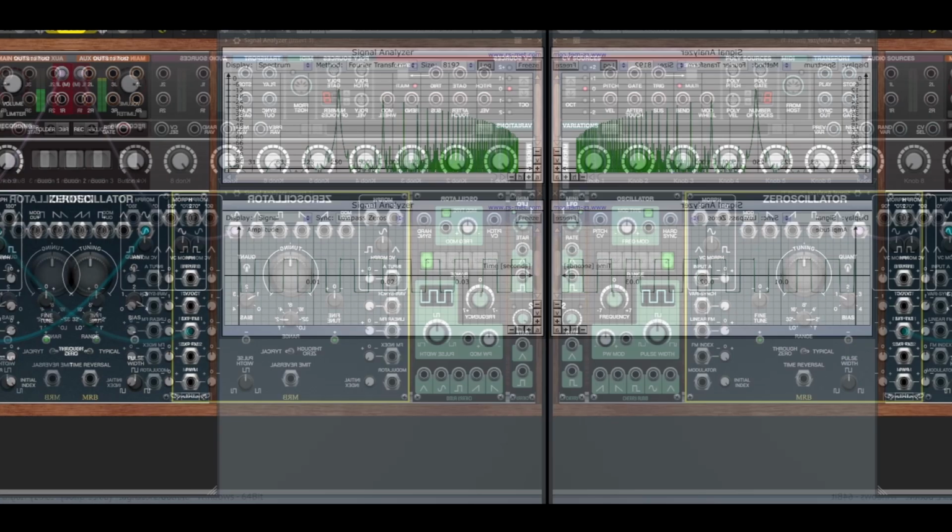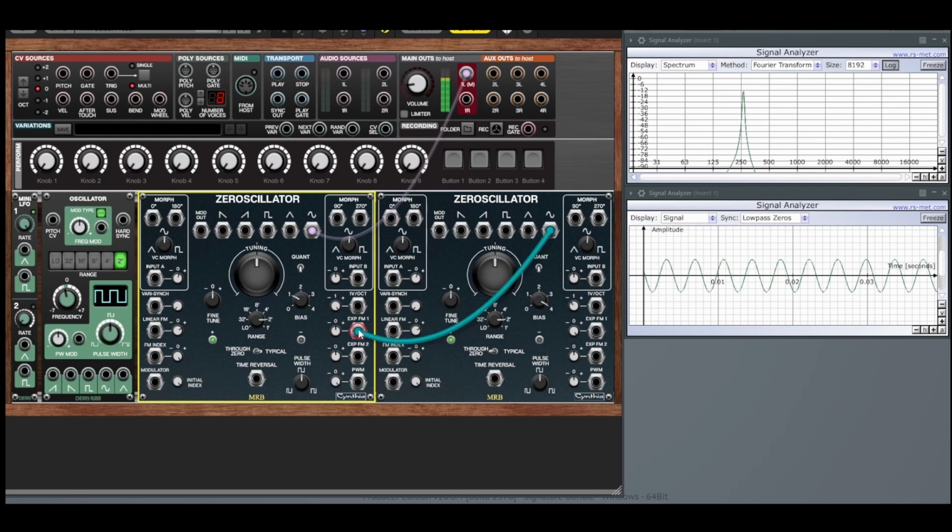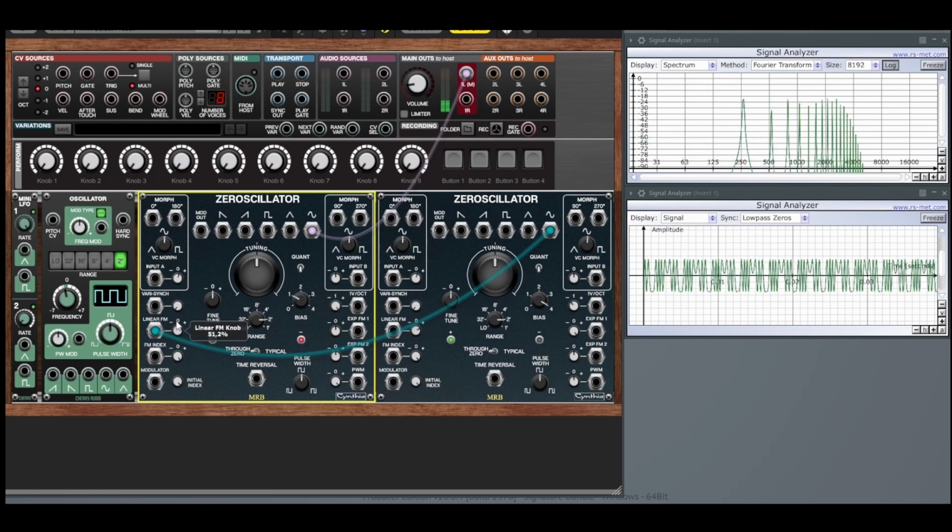But with linear FM, things become different. The sound and the spectrum change with through zero FM and even more dramatically with typical linear FM. The lower the bias settings are, the more partials are in the resulting sound, which gets more and more complex the lower the bias settings are.